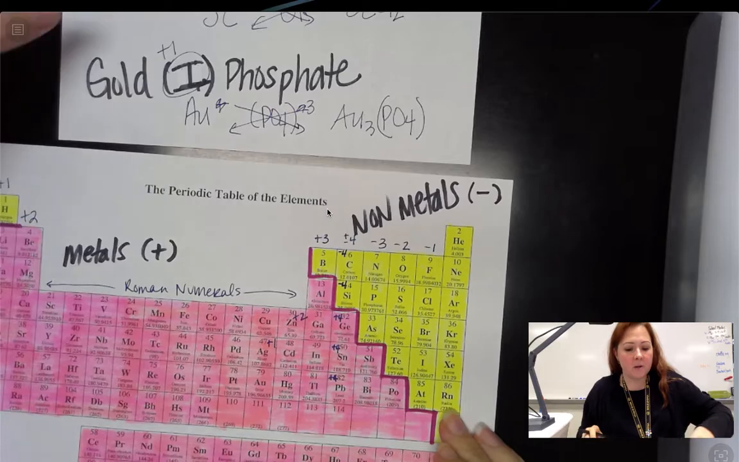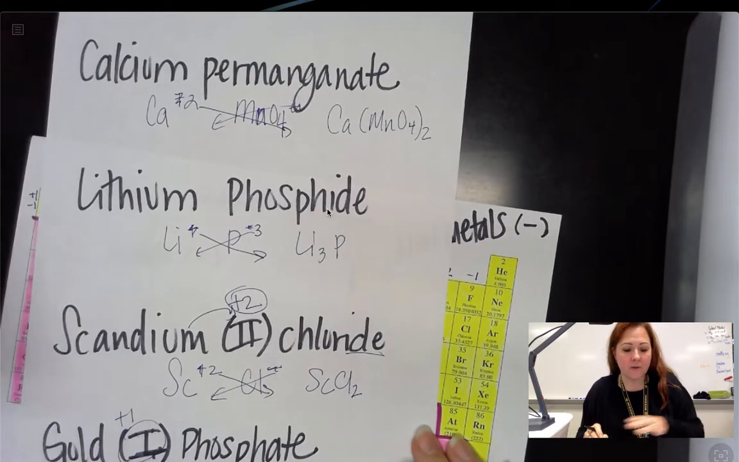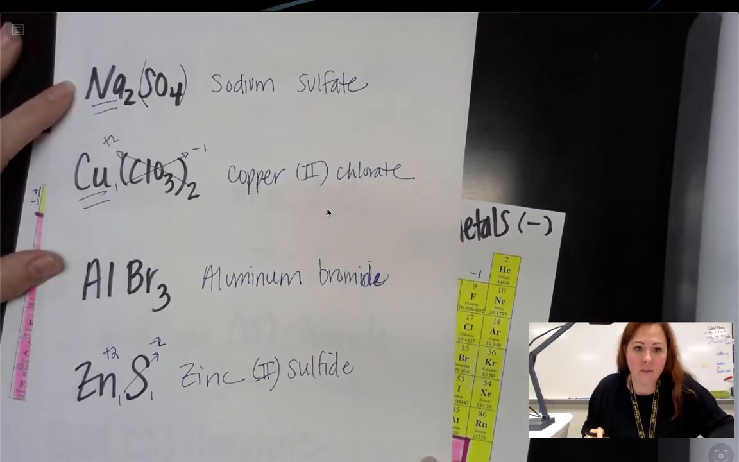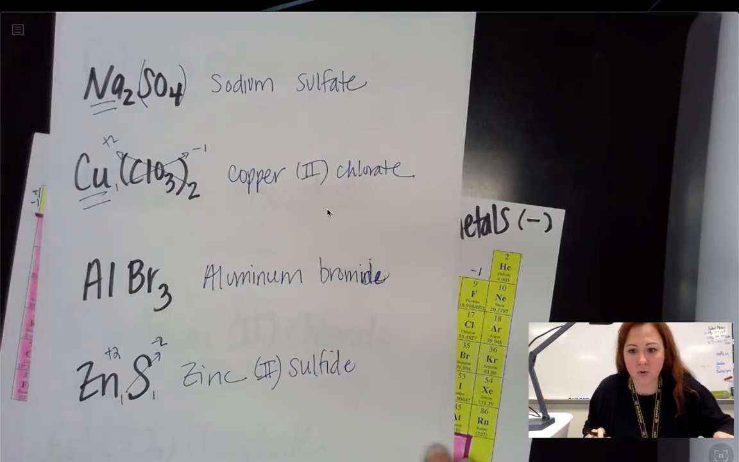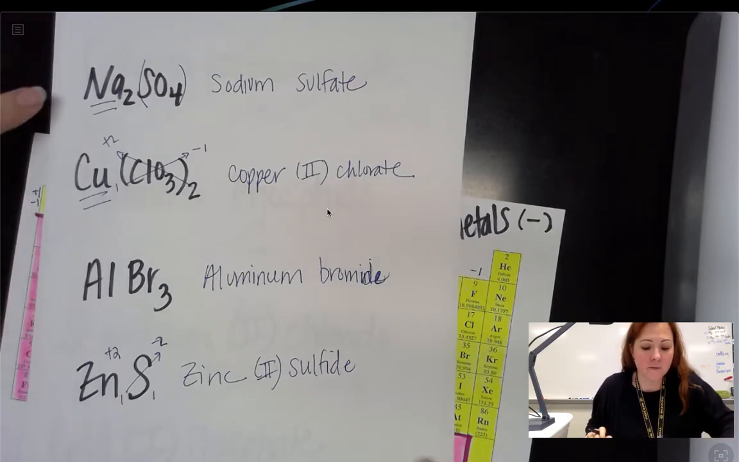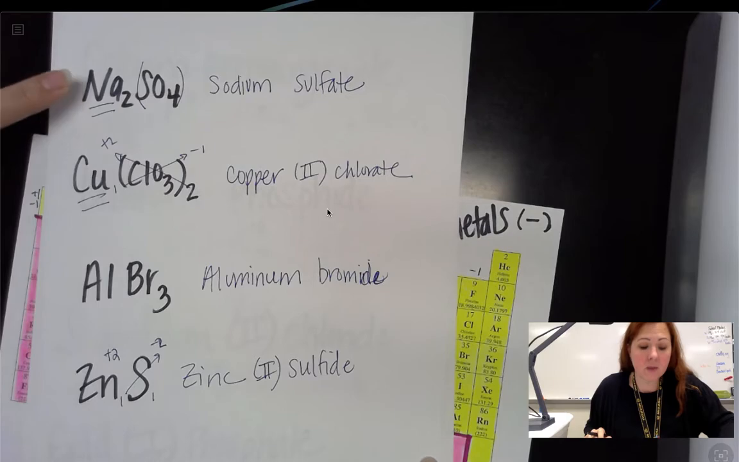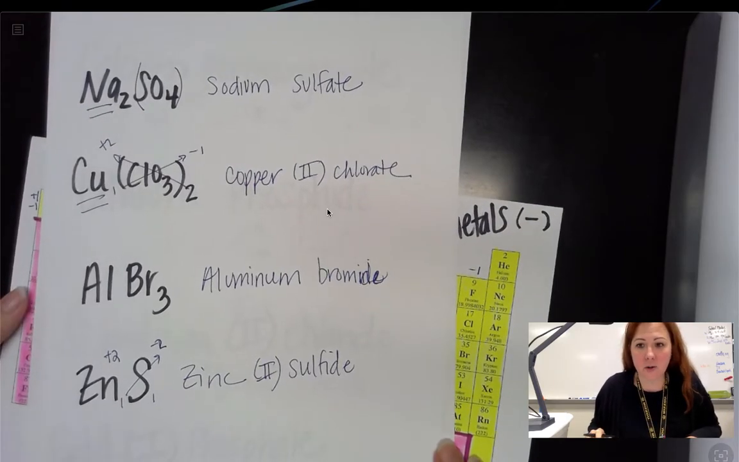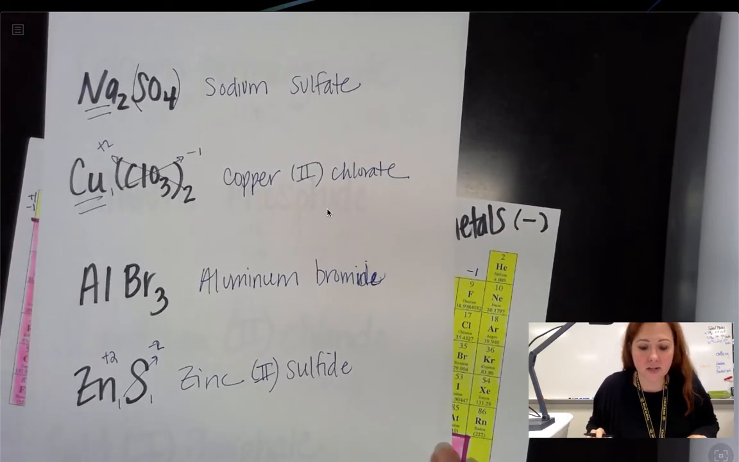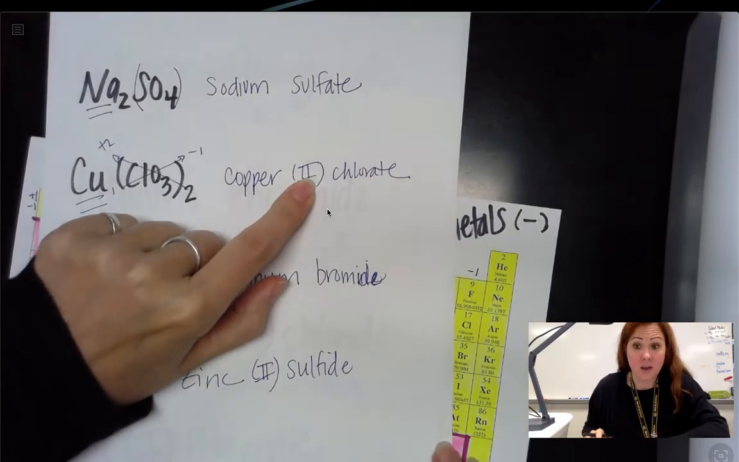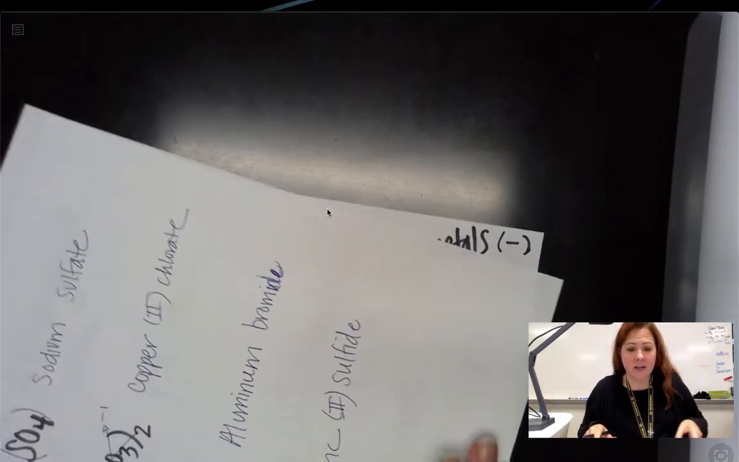So I hope that helped to clarify a little bit on what to do if you have your ionic compounds, when you use Roman numerals and when you don't. Just remember to look at the first element if you have a formula, and then look at your periodic table, figure out where it lives. Transition metals, tin and lead, get Roman numerals. If it's a representative element, it doesn't get any at all.